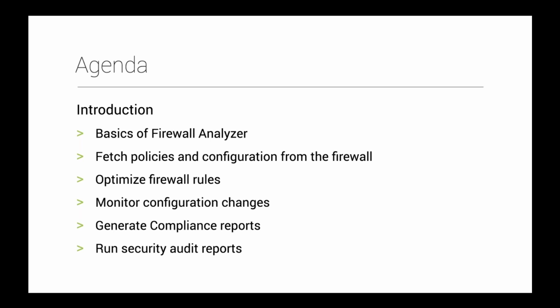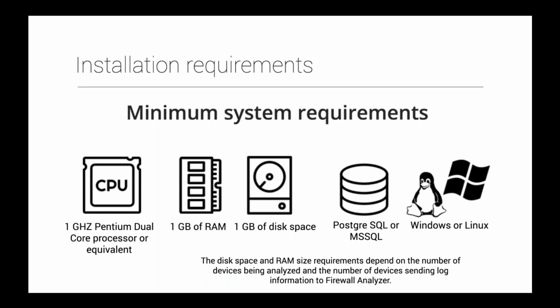Listed here is the basic installation requirement. Firewall Analyzer can be installed on a Windows or a Linux system. All syslogs received by the Firewall Analyzer by default is stored in the Postgres DB. If needed, you can also configure the syslogs to be stored in an MS SQL server. The disk space and RAM size mentioned here are the minimum requirement. The same might vary depending on the number of devices being analyzed and the number of devices sending log information to Firewall Analyzer. With the basic requirements fulfilled, you can install Firewall Analyzer in your system.